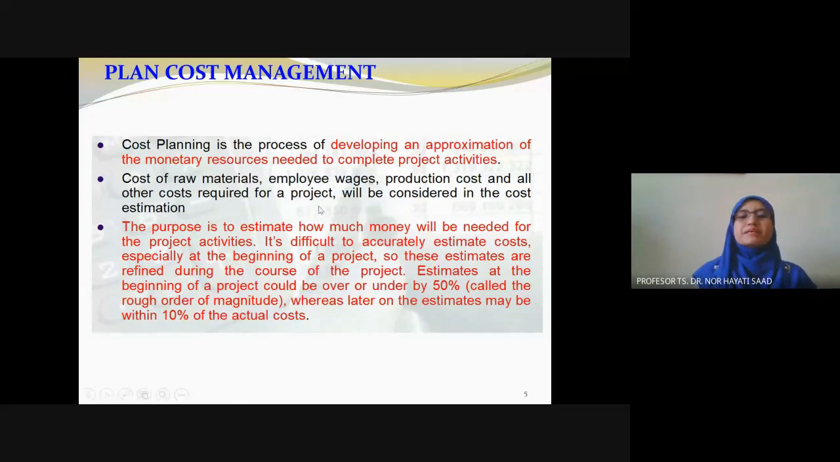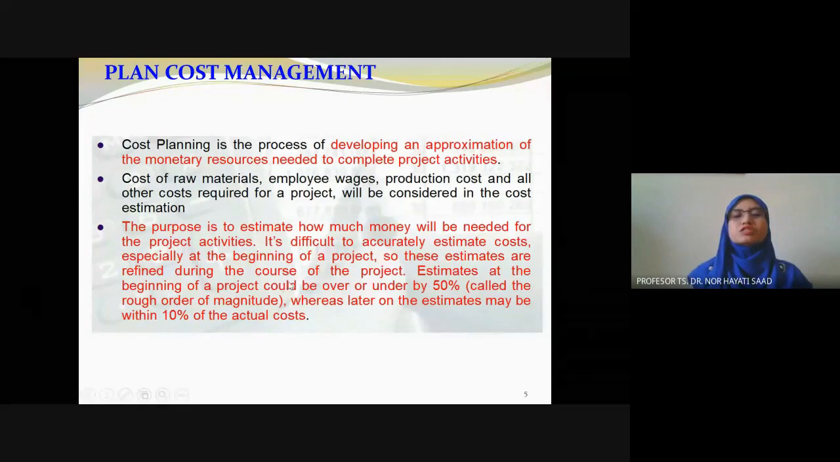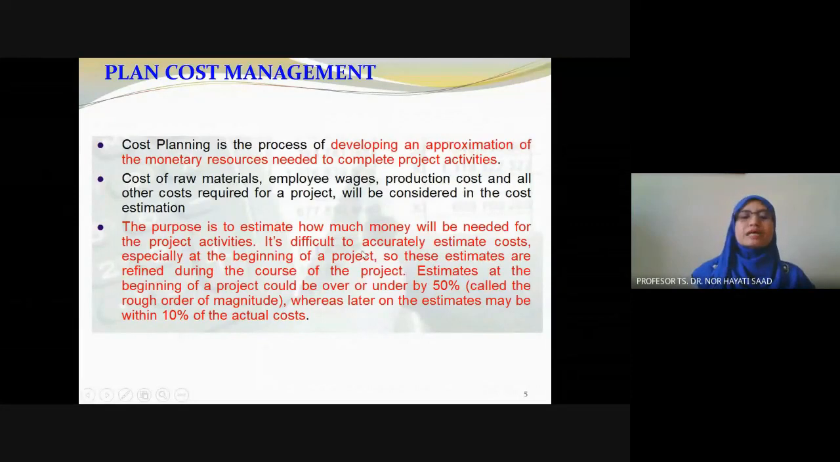So the purpose, if you read this one, the red one, is to estimate how much money will be needed for the project activities. We can do rough estimation, but normally it is like a 50% range from the actual cost. So have a look at how we want to do that, and at the same time, where this money should come from.